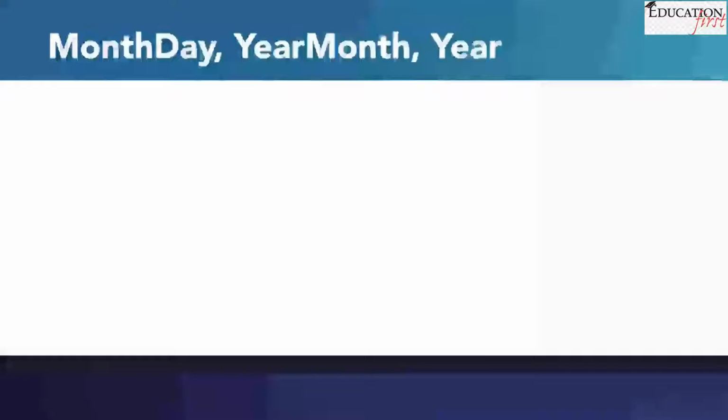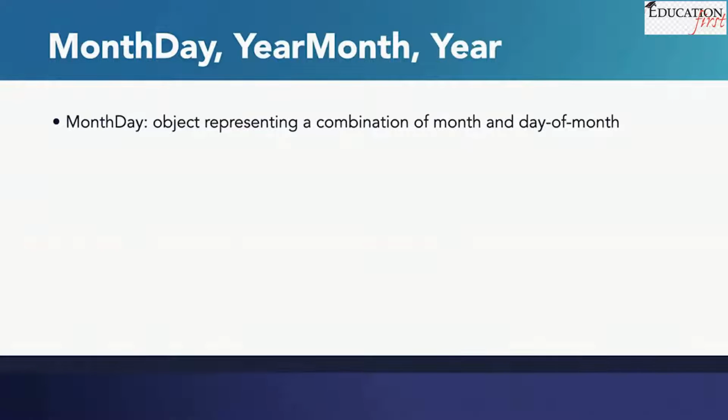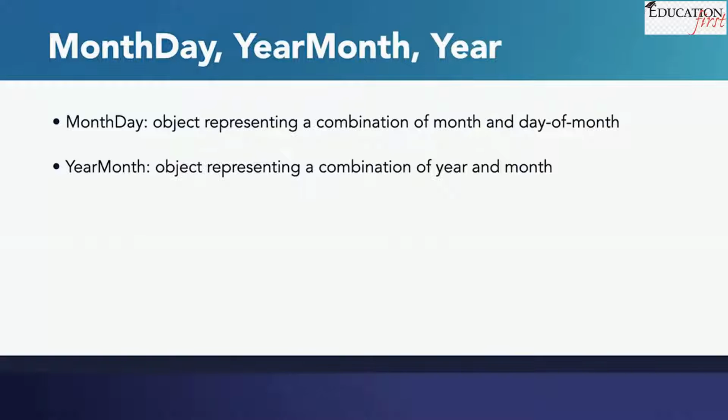As we just saw in the documentation, there are a lot of classes in the Java time package. Some of them deserve some extra explanation. The month day, which represents a combination of a month and a day of said month. The year month, which is a combination of a year and a month. And the year, an object representing a certain year. Let's move over to IntelliJ and have a quick look.